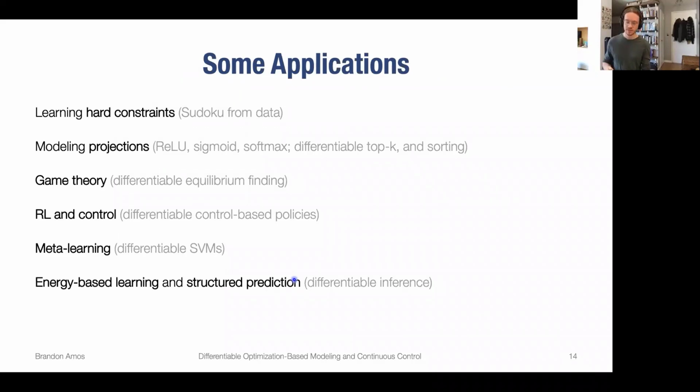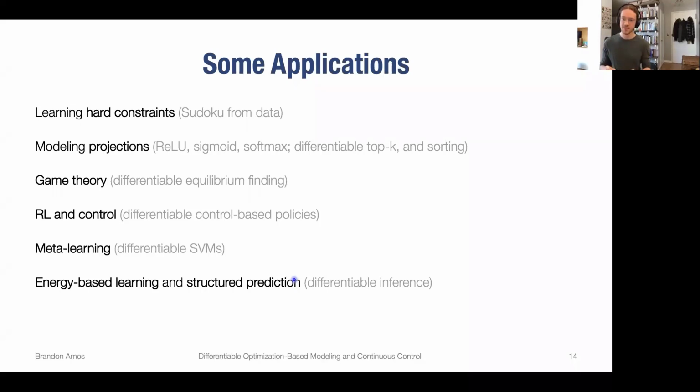There are definitely a lot of things that we could talk about here. I've left most of these applications out of this talk. Beyond the hard constraints and projections that I mentioned earlier, I think there are a lot of interesting applications in game theory, or perhaps some kinds of economics, where you're finding equilibrium points of games or of markets. In the control setting, which I'll talk about later, this can induce differentiable policy and control-based classes.